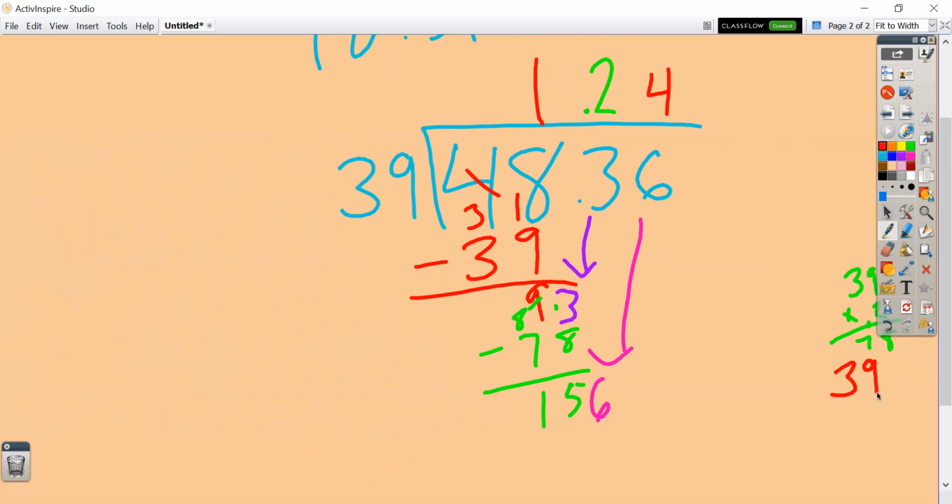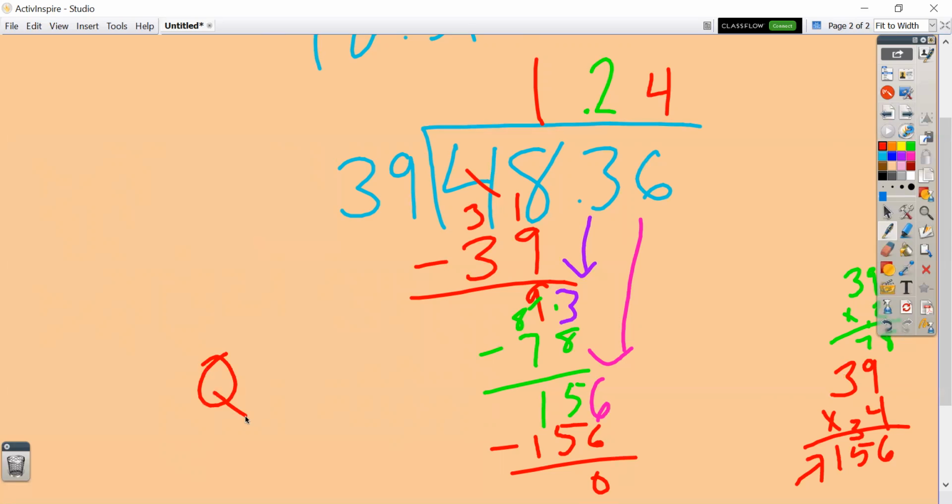Let me just prove it to myself to make sure. 4 times 9 is 36. 4 times 3 is 12, plus 3 more is 15, yeah. So I like to challenge my brain. I was trying to talk you through how my brain works, but then I also just quickly do the multiplication just to make sure my brain wasn't off. I challenge you to do the same. So I have a 0 remainder. That means we're done. We know our quotient is equal to 1.24.